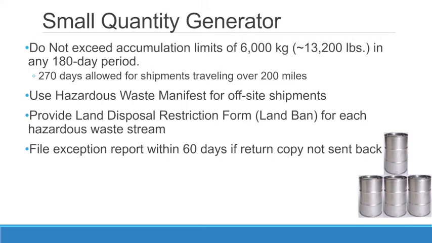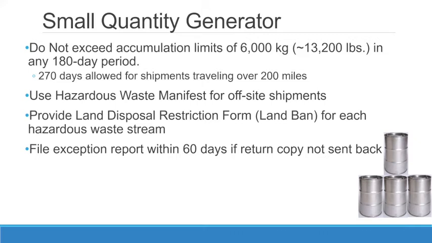So satellite accumulation is a volume limit. Once I move that to my central accumulation area, I need to date that label, and my time clock starts in terms of getting that material off site. I'm allowed a little bit more time if my shipment travels over 200 miles. But basically, the good way to look at it is 180 days. That waste has to be off-site, even if that container is not full. It doesn't matter once it gets in my central accumulation area and I start accumulating that waste. If the container is not full, once I put the first drop in that container, I need to date the label, and off it goes, 180 days.